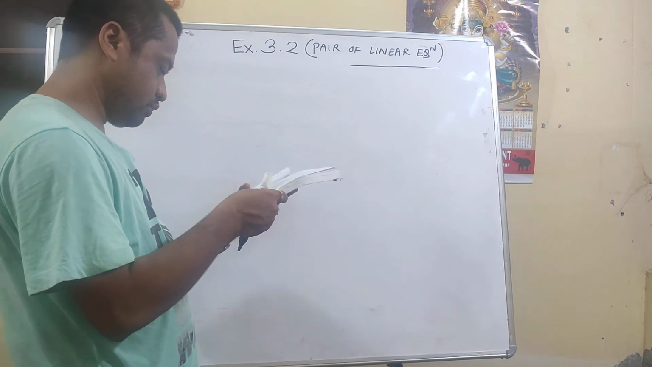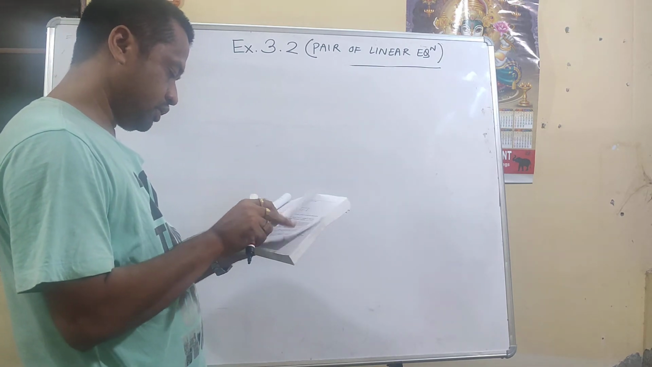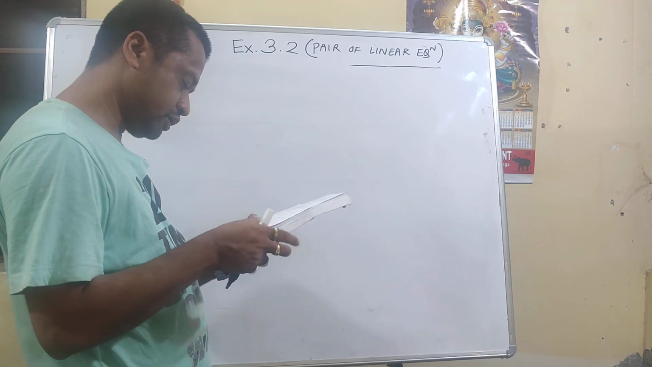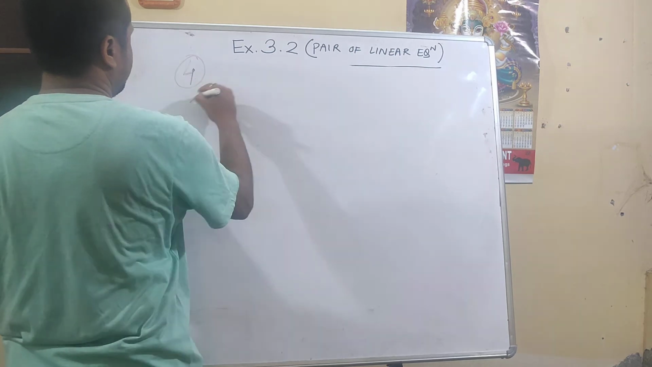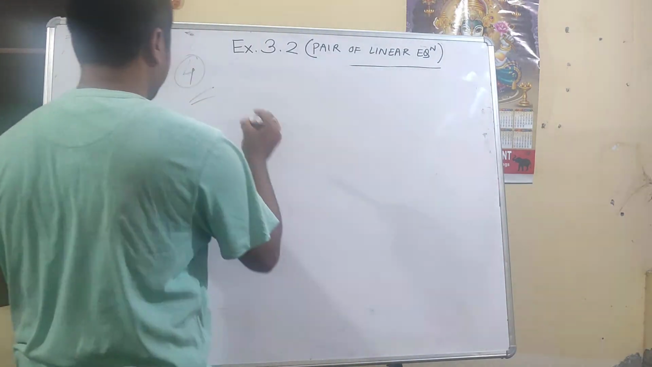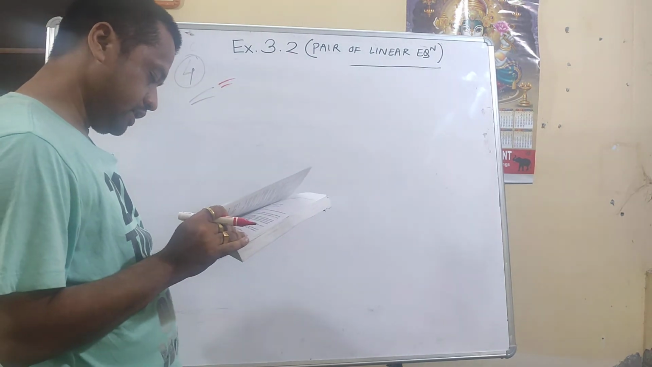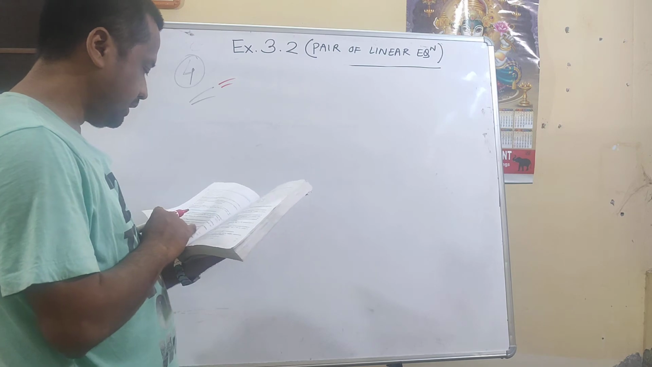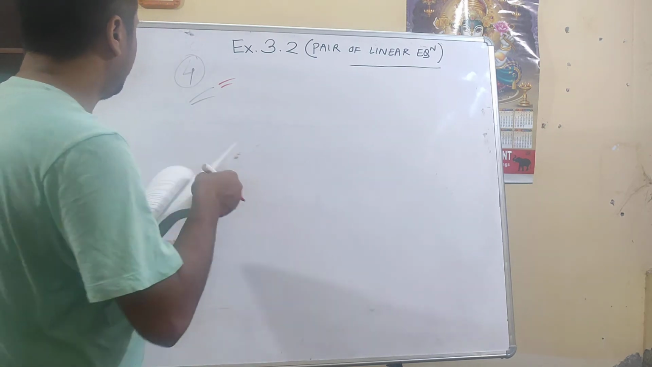So let us go to question number 4. Question number 4 is similar, consistent or inconsistent, and if consistent, obtain the solution graphically. By using a graph you have to solve the equation. So question number 4 you can do.